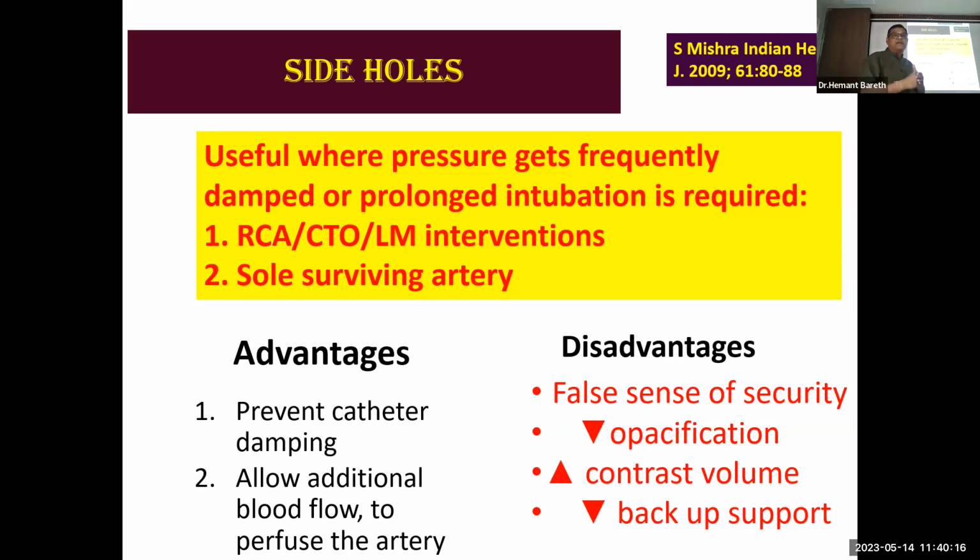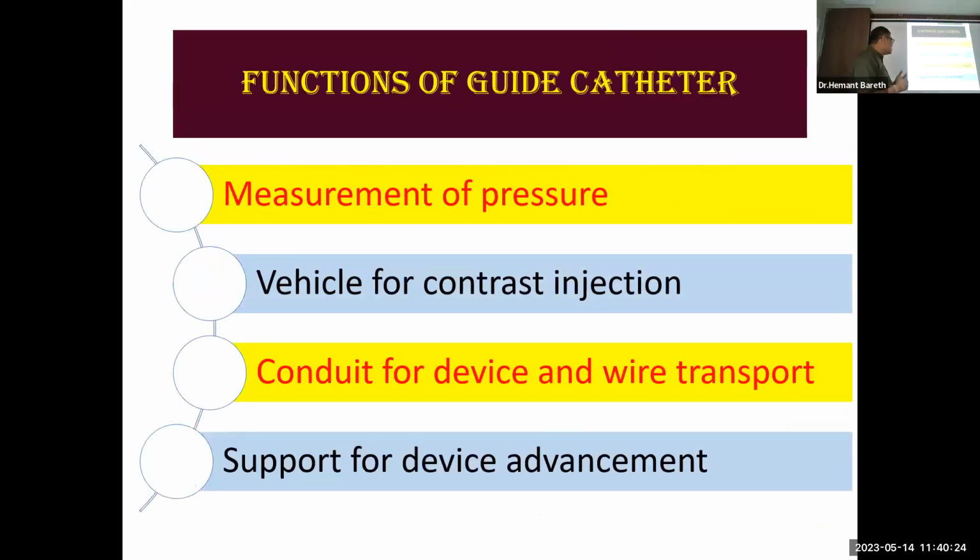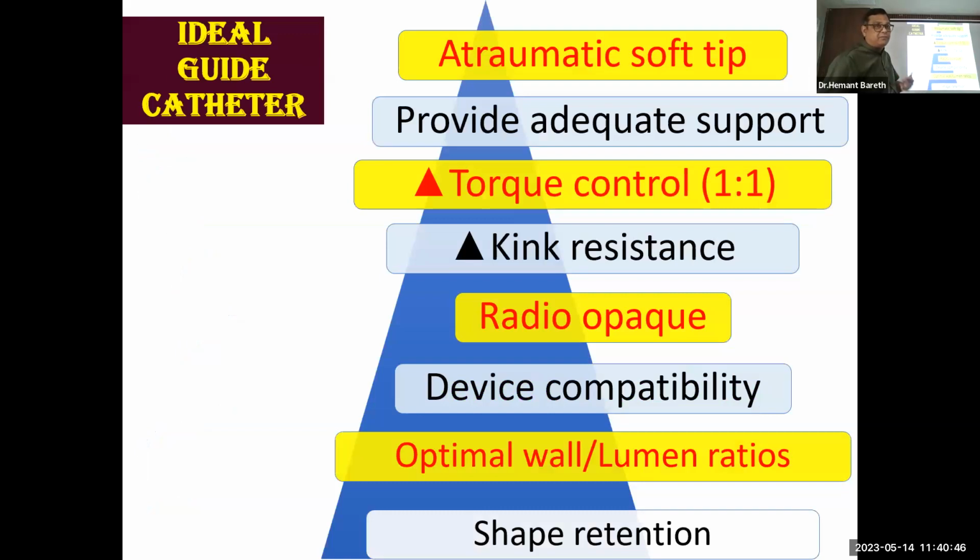So support becomes less if you use a catheter with side holes. So these are the disadvantages of using a catheter with side holes. So what can be the functions of a guide catheter? Of course, we know that it acts as a conduit for devices and wire, it allows wire advancement, but you can also inject contrast through it, and you can even measure pressure through it. So these are all the things that you can do besides just passing the hardware.